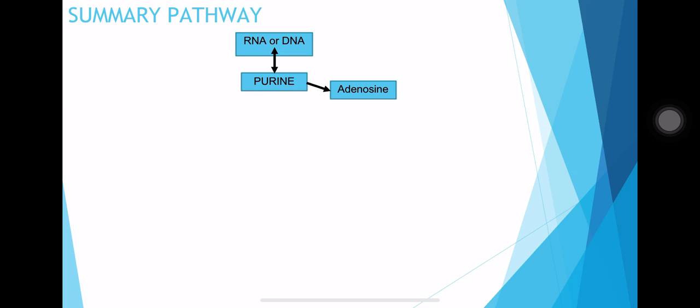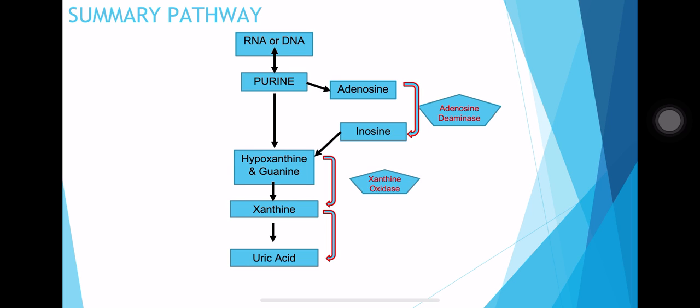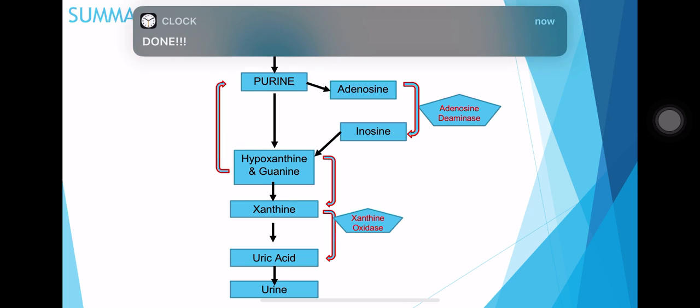To summarize and bring the picture full circle about these two purine pathways and the association with the two disorders, we have a monophosphate purine getting turned into adenosine, and through adenosine deaminase turning into inosine, and then into hypoxanthine and guanine. This hypoxanthine can be turned into uric acid through xanthine oxidase, and then eventually that uric acid can turn into urine. Or this hypoxanthine and guanine can be recycled back into their monophosphate form.